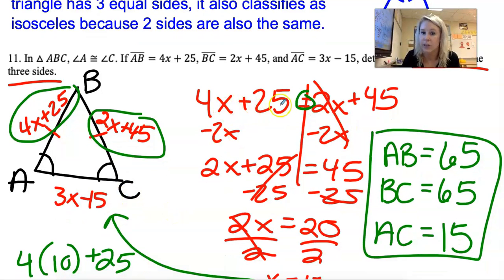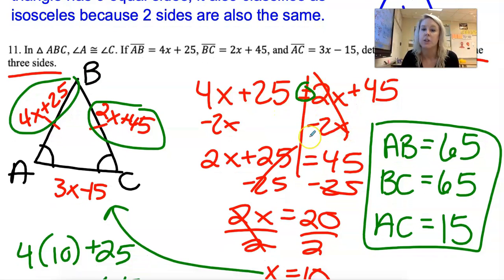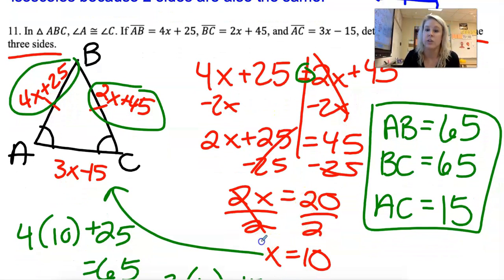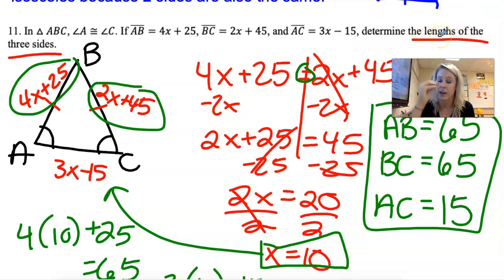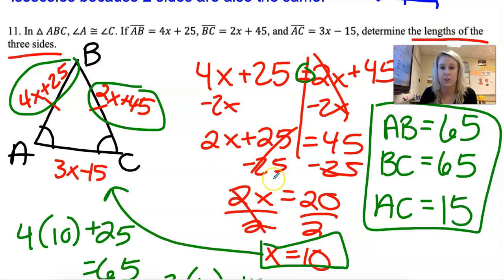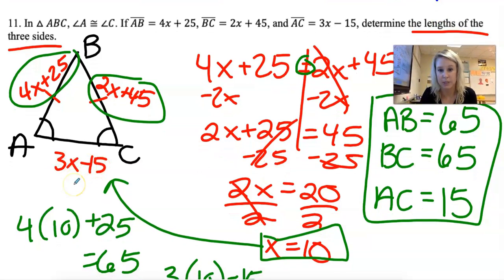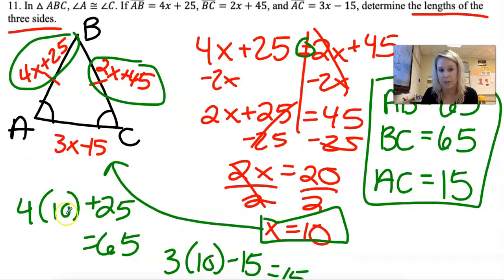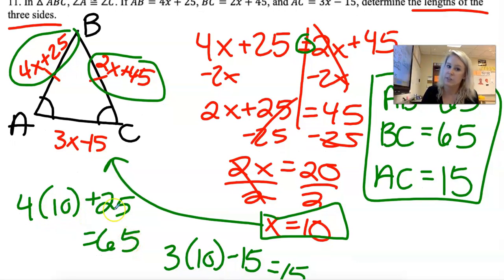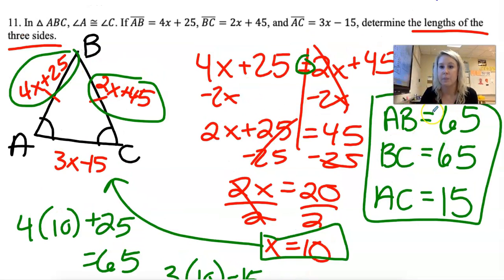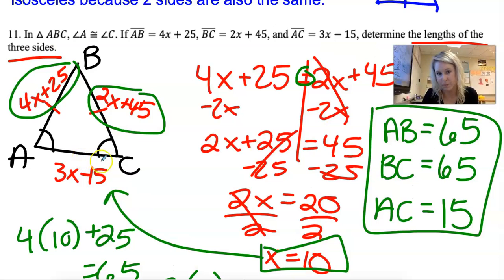So after you say 4x plus 25 equals 2x plus 45, when you solve this equation, variables on both sides, you get x is 10. So if I want to find the lengths of the sides, I then have to substitute in. Here's where my base side comes in handy. I had to substitute 10 into all three of those, and remember substitution is parentheses, so I got 65 and 65 for these two sides, which is awesome because they're congruent, and then my base side is going to be 15.